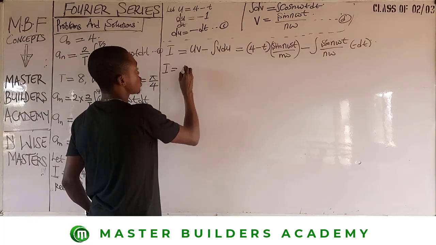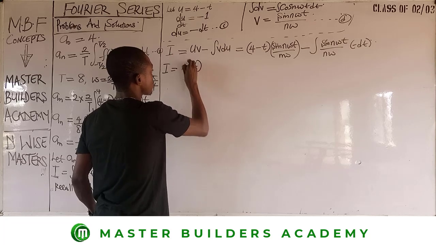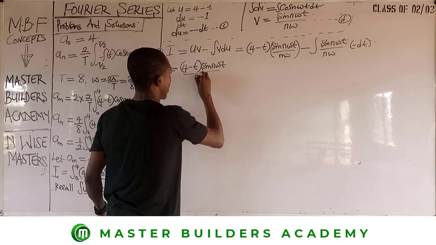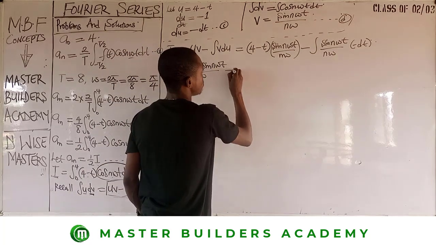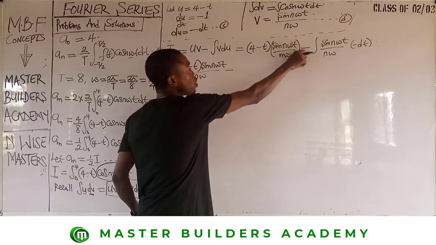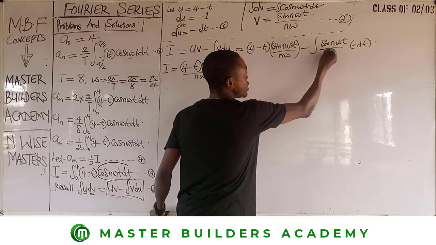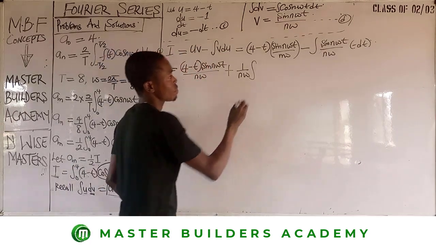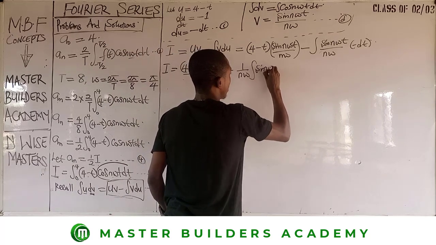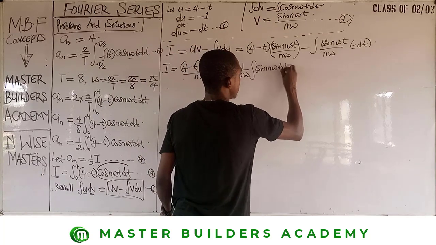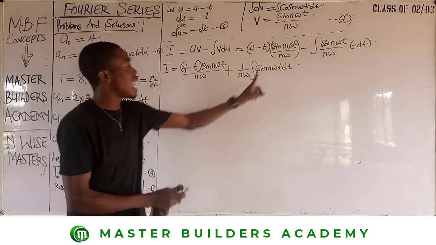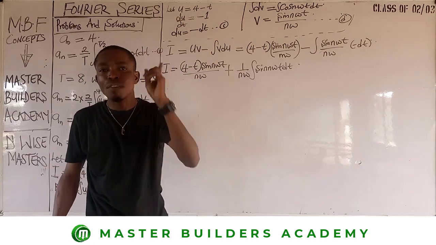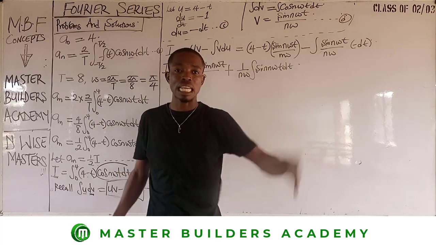Okay? So this will have given us 4 minus t sine n omega t all over n omega. Then minus times minus, we turn this to plus. And remember that this is a constant. It can come out to have 1 over n omega times the integral of sine n omega t dt. This is what we have. So when we now look at this integral, it's now an integral of one function only. That means we can just integrate and get our final result.